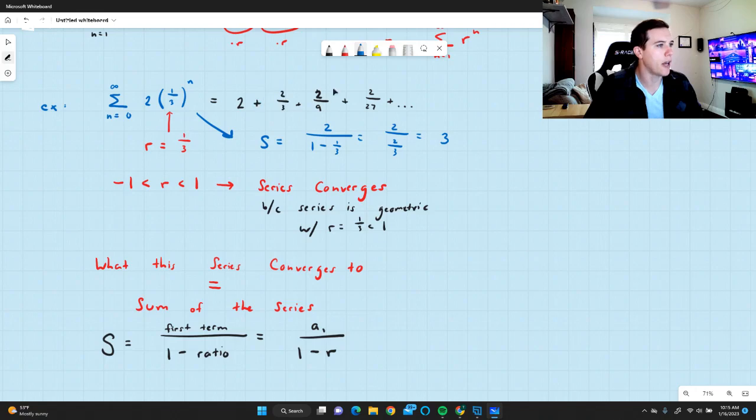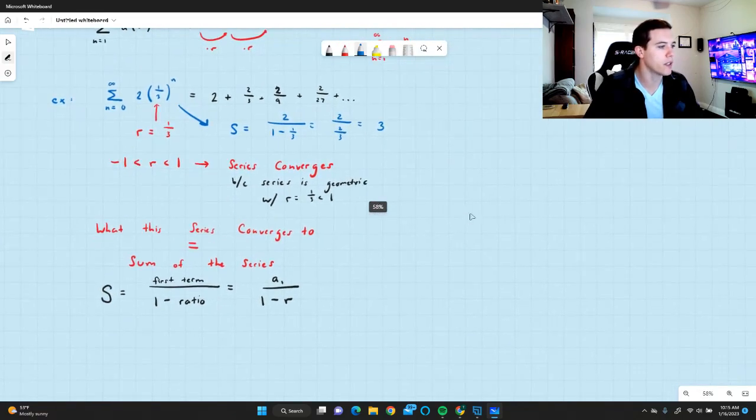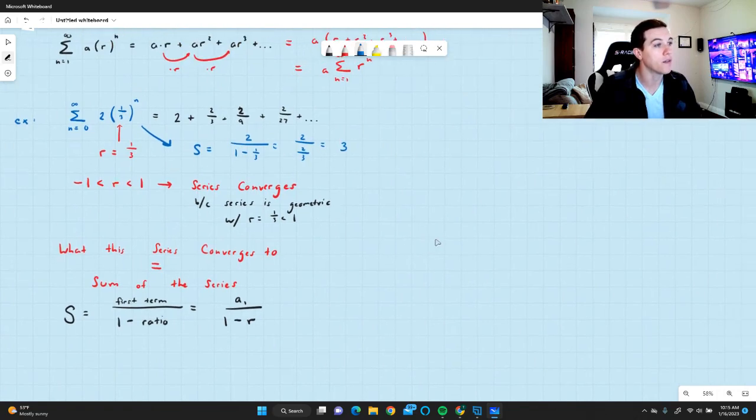And if you were to sit here and actually add them up and find partial sums, you'd approach 3. We're not going to do that because it's not a crucial point. Instead, these are the two big things. You need to know how to show that a series converges if it's geometric, and you need to be able to find the sum if it is in fact geometric.